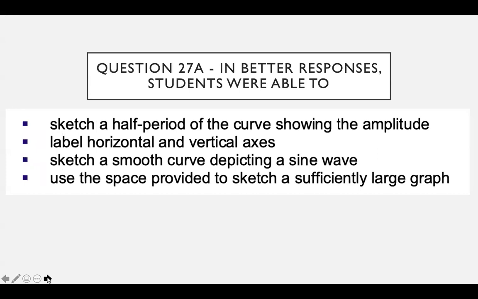But in better responses, students were able to sketch a half period of the curve from 0 to 12, showing the amplitude, and labeled correctly the horizontal and vertical axes. That was great to see. They sketched a smooth curve depicting a sine wave, and used the space provided to sketch a sufficiently large graph. This has come up a couple of times in this section, the questions that we looked at. We want students to ensure that they are drawing a good sized graph in order to complete this task well.